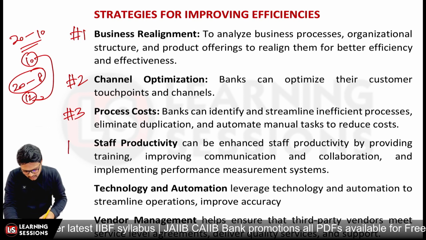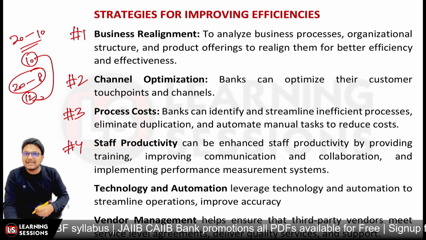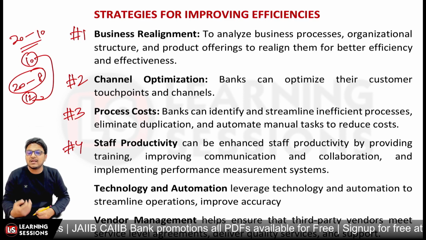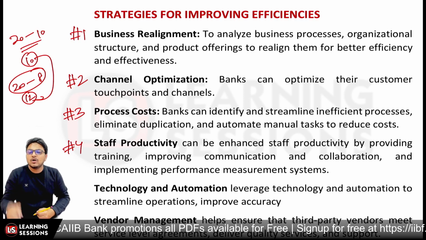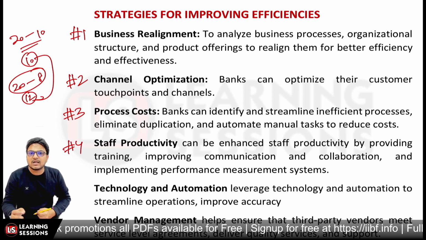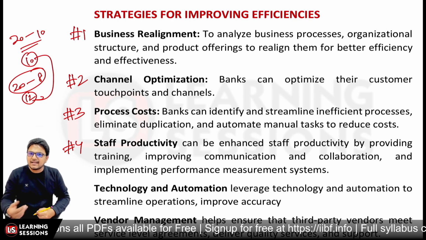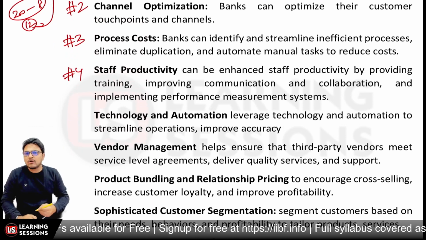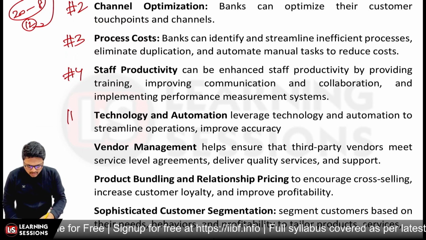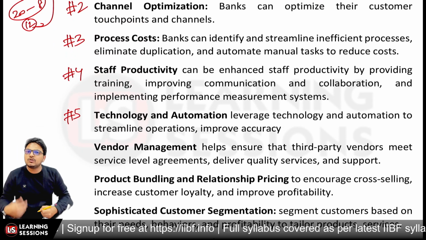Further, we must look for staff productivity. We must increase the staff productivity. So whatever training is to be imparted to them, we can increase or improve their communication or collaboration, right? That is to be done. And further, technology and automation. The more the technology is used, the more beneficial it will be, right?